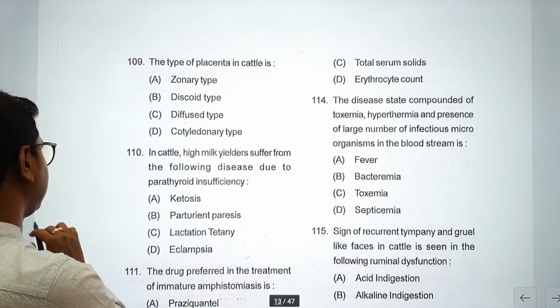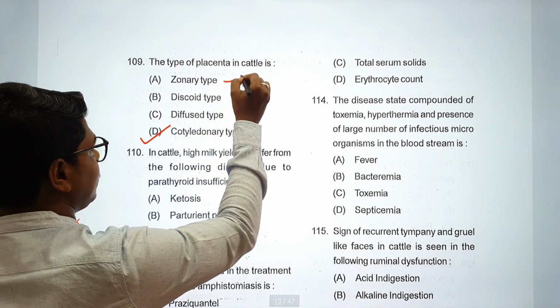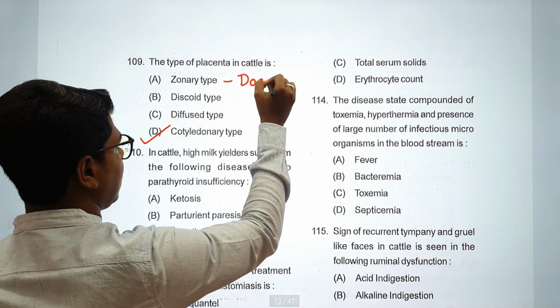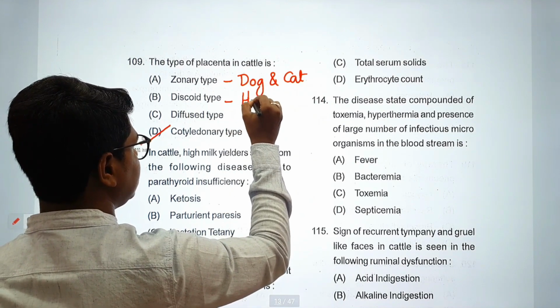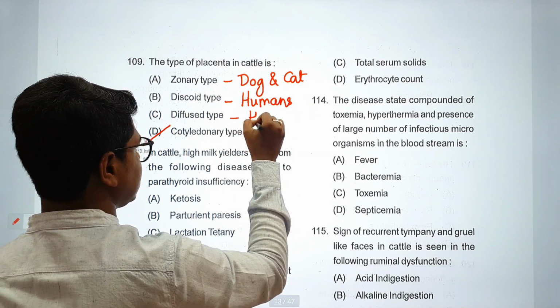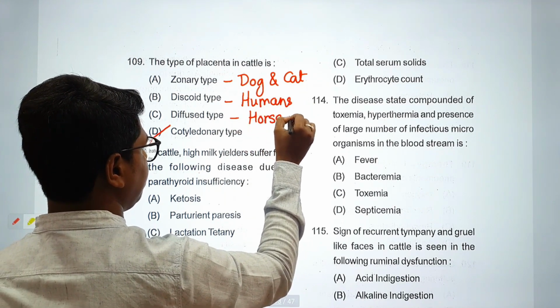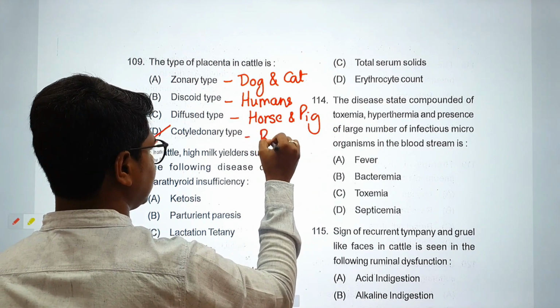The type of placenta in cattle is cotyledonary. Zonary type you will find in case of dog and cat. Discoid type you will find in humans. Diffuse in horse and pig. Cotyledonary in ruminants.